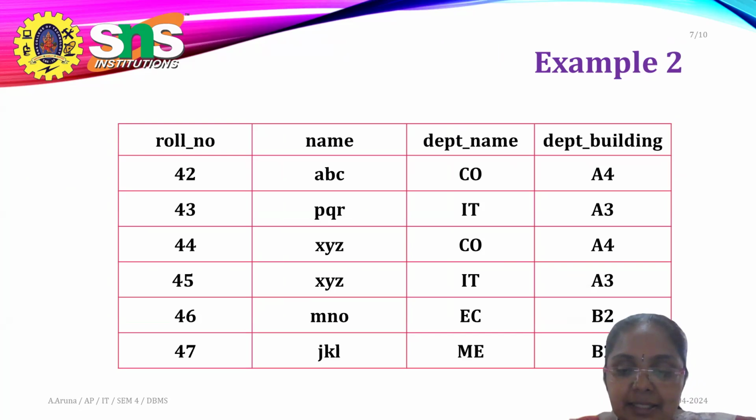Now let us see the summary of this particular session. In this session, we discussed the definition of dependencies, normal form, as well as how, based on the relation, we can identify whether that particular relation is valid or invalid.